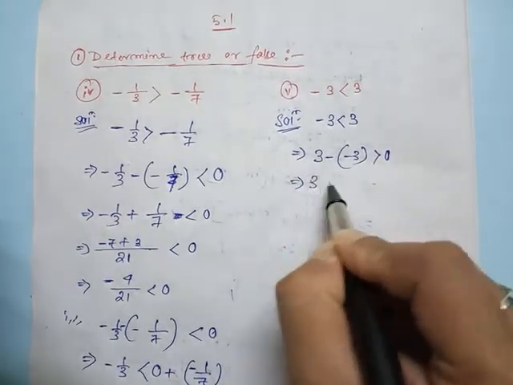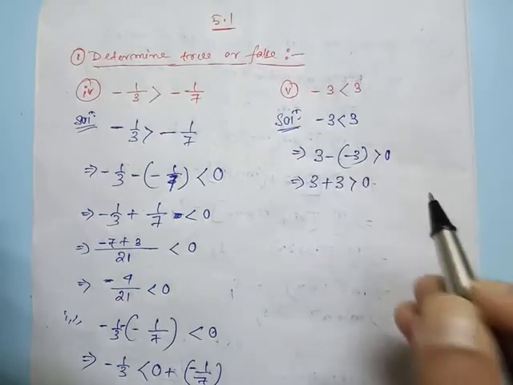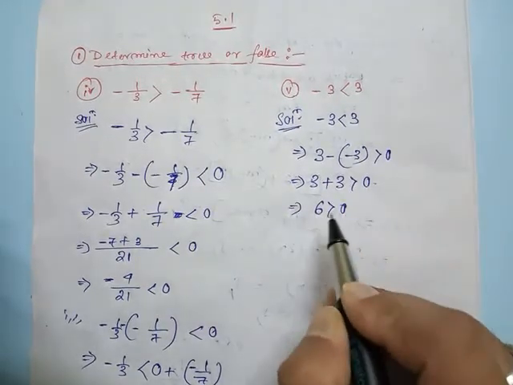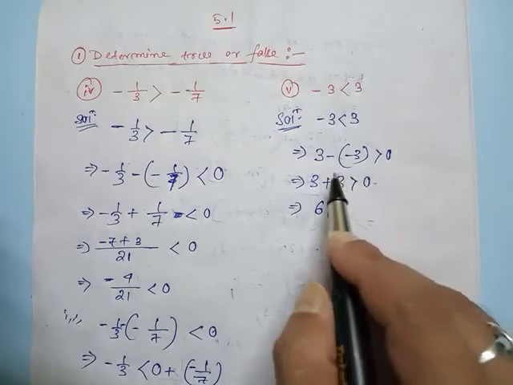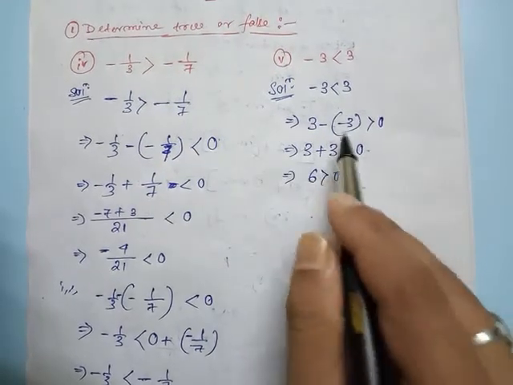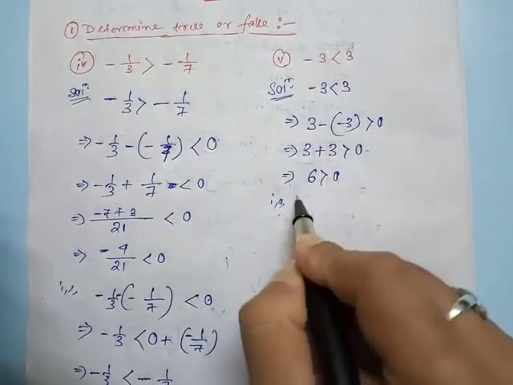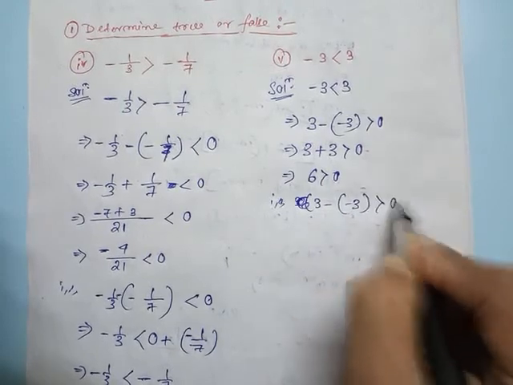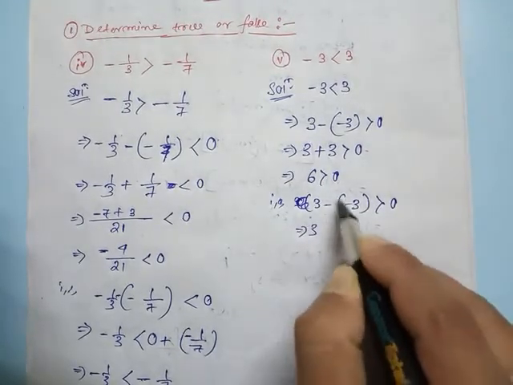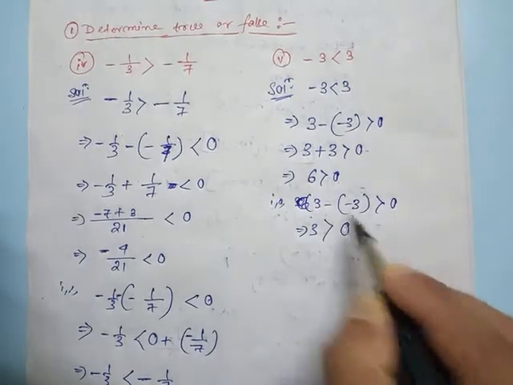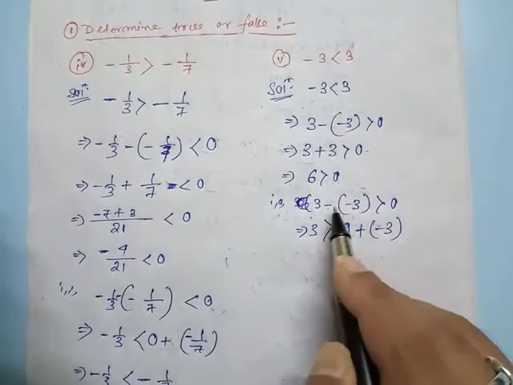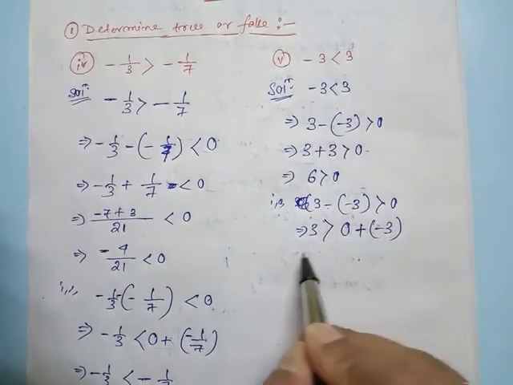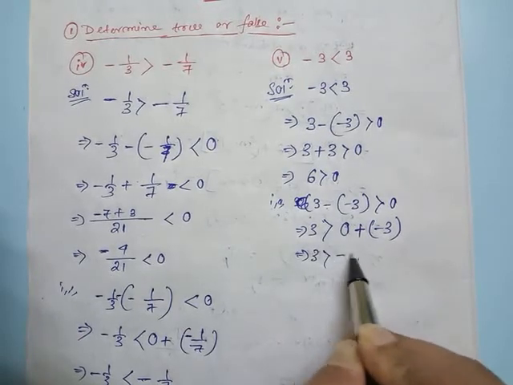then in the next step 3 and this minus become plus 3 bigger than 0. So in the next step we can write here 6 bigger than 0. Now look, this value of 6 I have got from here, so I'll write here 3 and 3, then minus 3 bigger than 0. In the next step 3, then take this value to that side, it becomes positive, so 0 plus minus 3. I repeat again, this value if I take to that side, minus becomes plus, so plus minus 3. Now in the next step 3 bigger than minus 3.